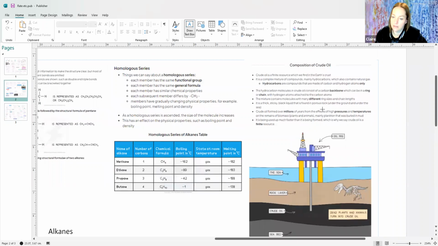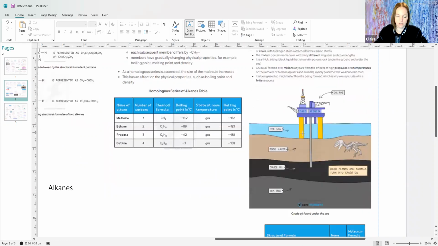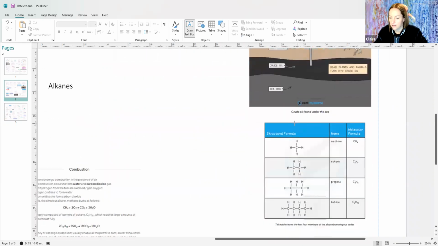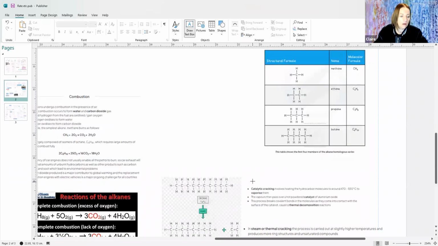Anyway, millions of years, pressure and temperature, but many of the remains of biomass, mainly plankton, were buried in mud. So just a little bit of information about the composition of crude oil. And then we've got our display formulas and structural formulas, so that's another little table there.